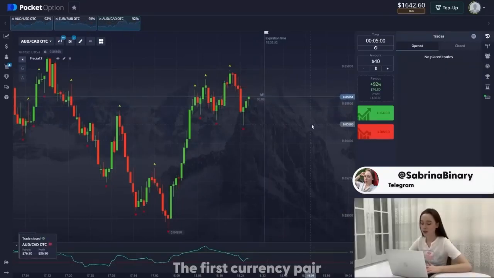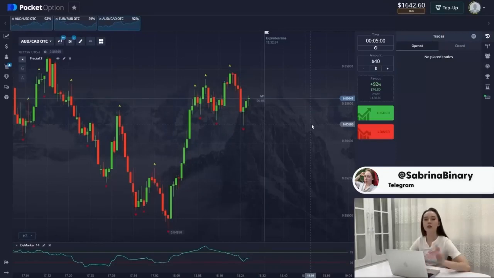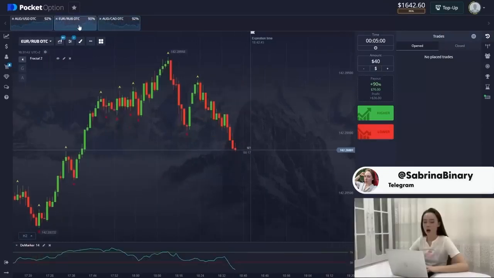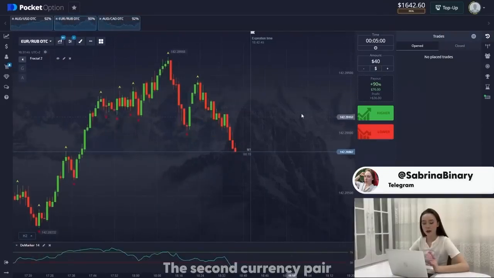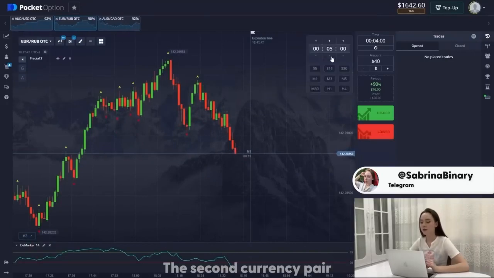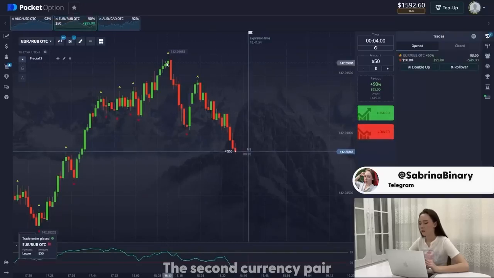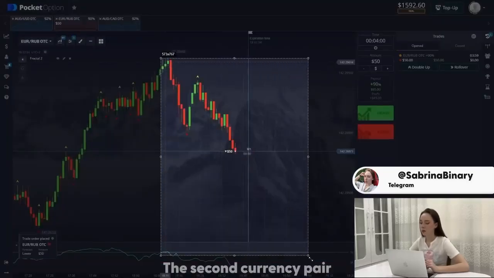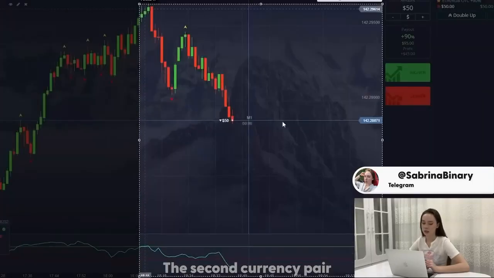Well, our first deal is closed in plus, and we are moving on to the next currency pair. A wonderful currency pair, but before I start, I want to reduce the time frame to 4 minutes, and I will open a trade for $50 and immediately open a trade on the price decrease.